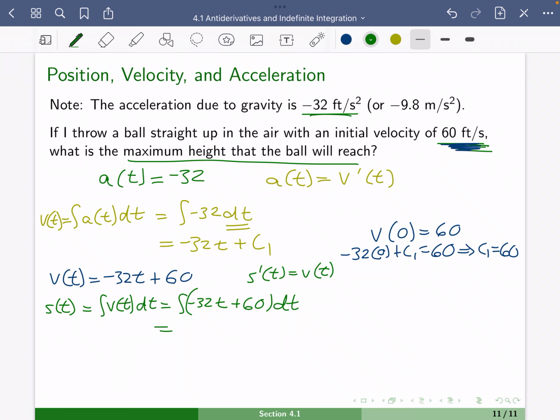So here we're going to add 1 to our power. So t to the first will become t squared. Divide by the new power. Negative 32 divided by 2 is negative 16. 60 integrates to 60t. And don't forget, plus some constant. Let's call that c2.